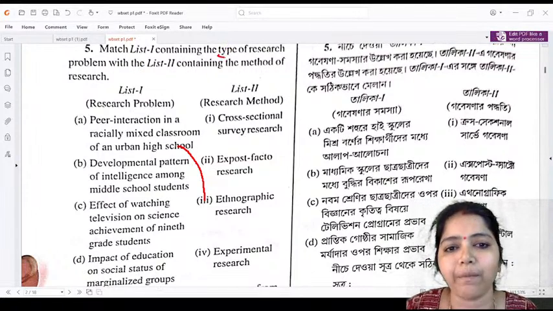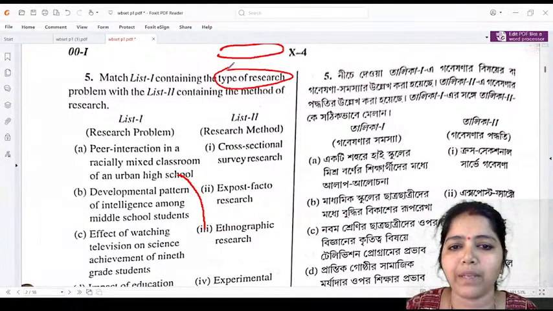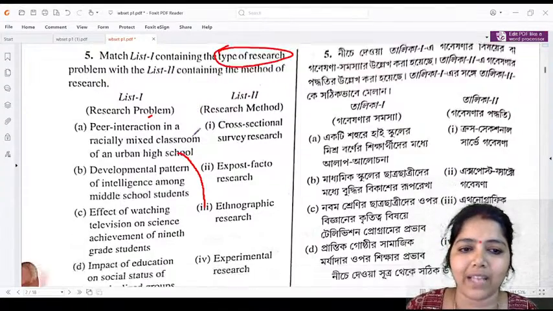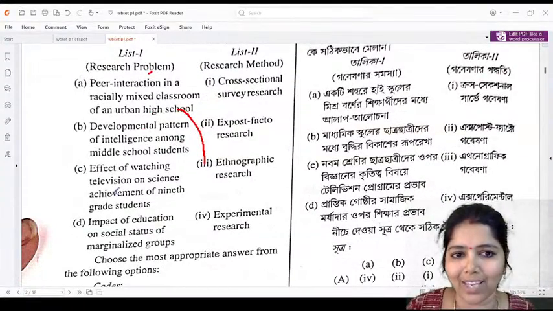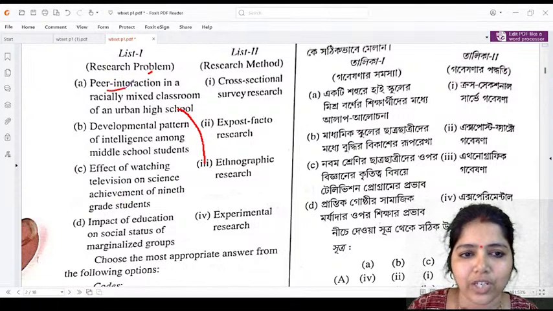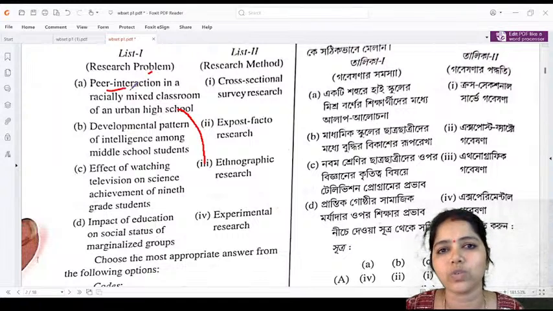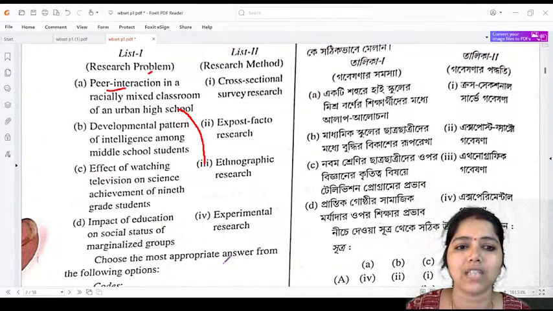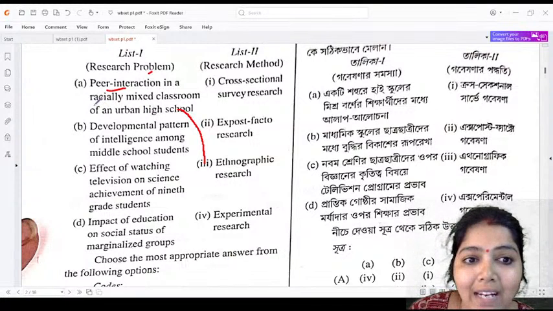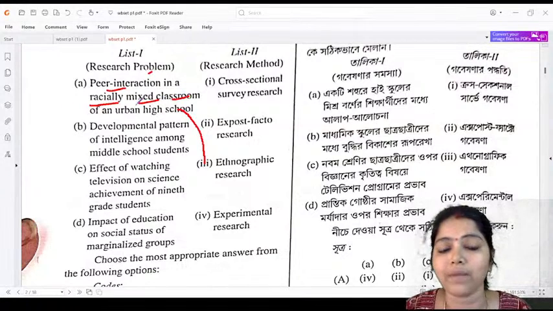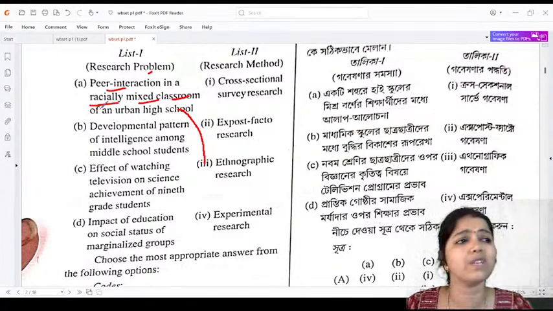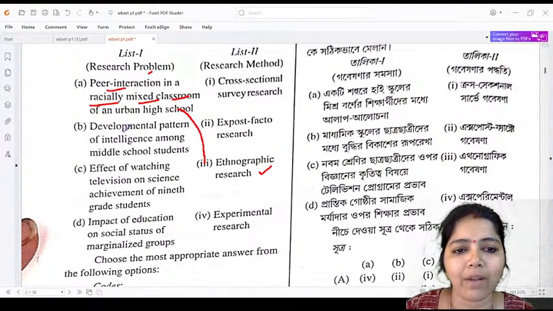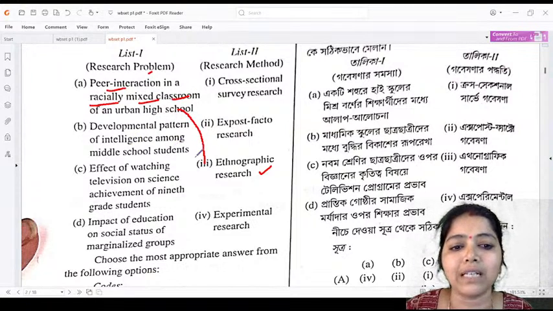And next comes a very important topic, types of research. Many a time we have been discussing in our class research types and the examples where they apply. Looking at the keywords, we'll be able to identify them. Peer interaction is studied only in qualitative research. It talks about a racially mixed classroom. Racially mixed classroom is the keyword, and racially means different cultures. So different culture is ethnography research. So A is 3.